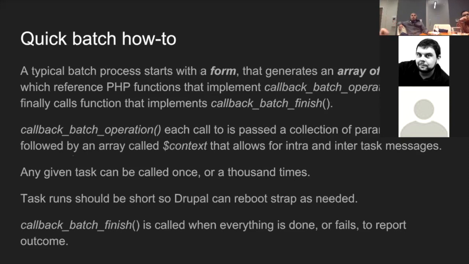Typically, you start a batch from a form, so you're uploading a file for import, or you're picking from a list a bunch of nodes you want to update or users you want to delete, something of that nature. That form then submits back, and it creates an array of tasks, and that's essentially what you see to the batch engine: an array of tasks that call a bunch of functions in a very particular format, which is formally known as the callback batch operation.